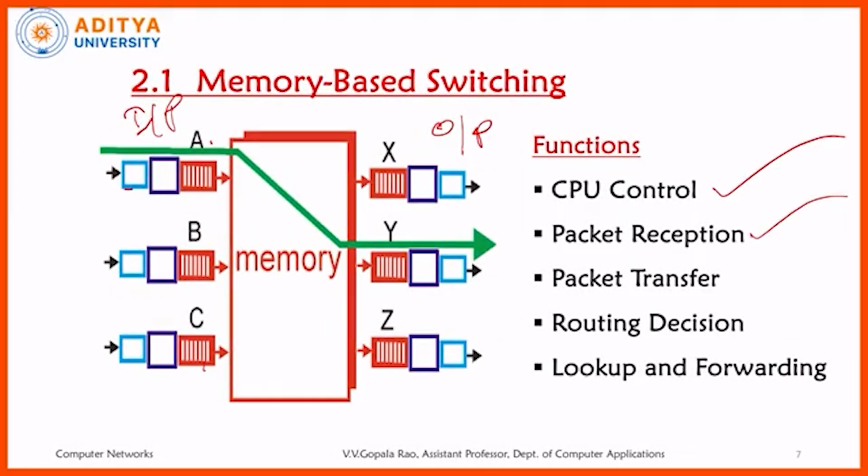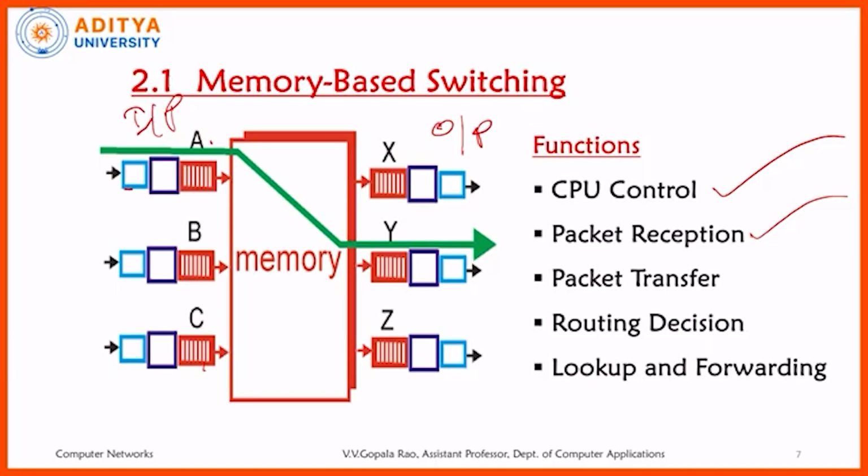So whenever an input packet arrives, the input port raises a small interrupt signal. Then the processor takes the packet from the input port, and temporarily places the input packet into the memory of the processor.